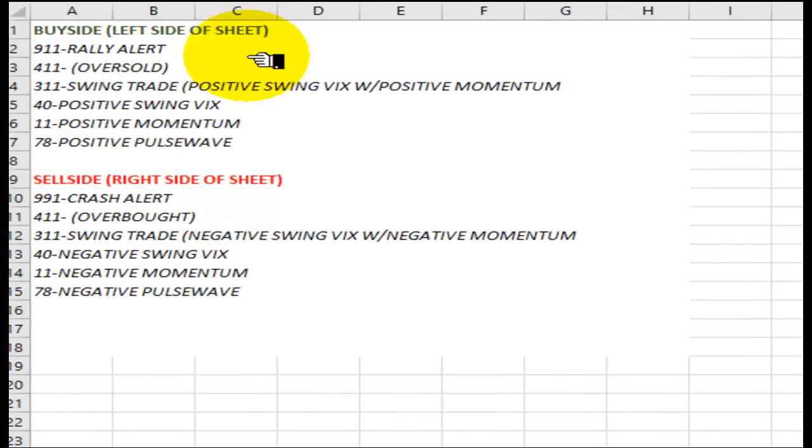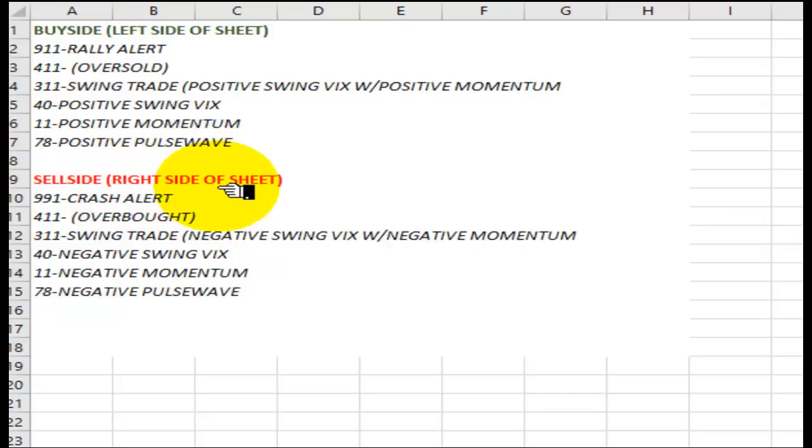All right, as you can see here, the buy side is the left side of the sheet. 911 is a rally alert. 411 means oversold. 311 is a swing trade. It means that you have a positive swing VIX with positive momentum. A 40 is a positive swing VIX. An 11 is positive momentum. And a 78 is a positive pulse wave.